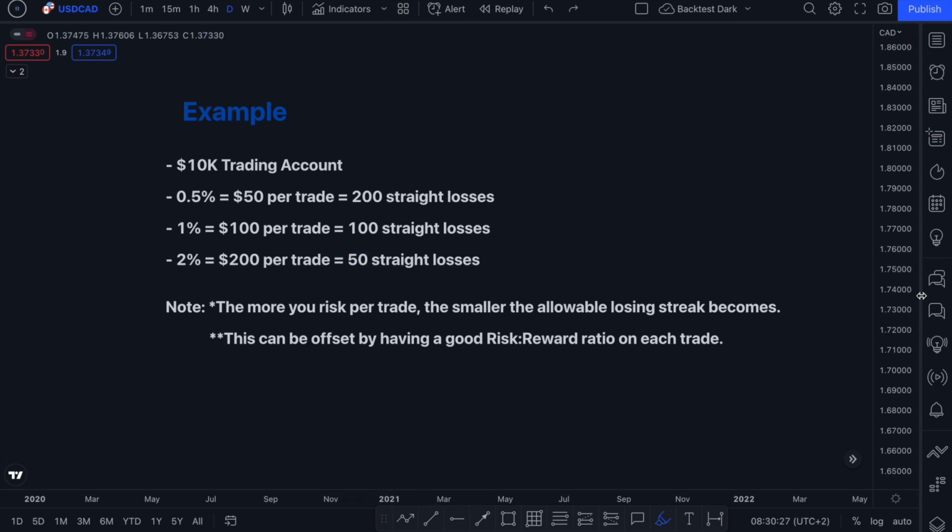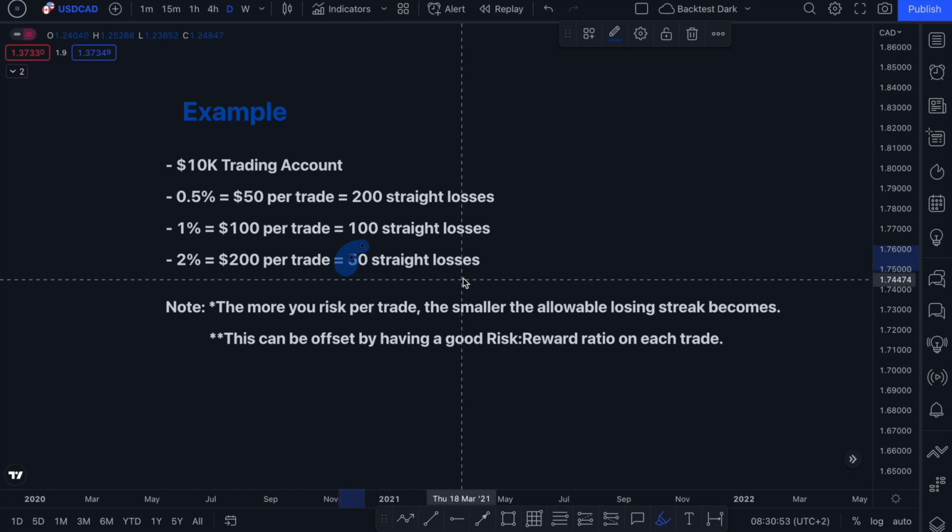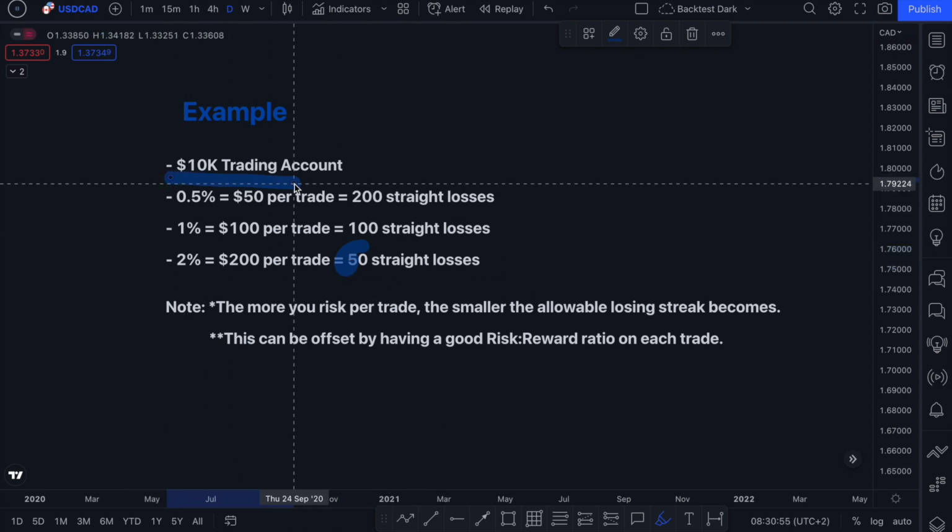Now, we also need to be very realistic here, okay? The chances of you losing 200 trades in a row, while they are not that high, it is a possibility. So if you're trading a $10,000 account, surely you would want 200 chances to make money before blowing your account, as opposed to only 50 chances to make money before blowing your account.